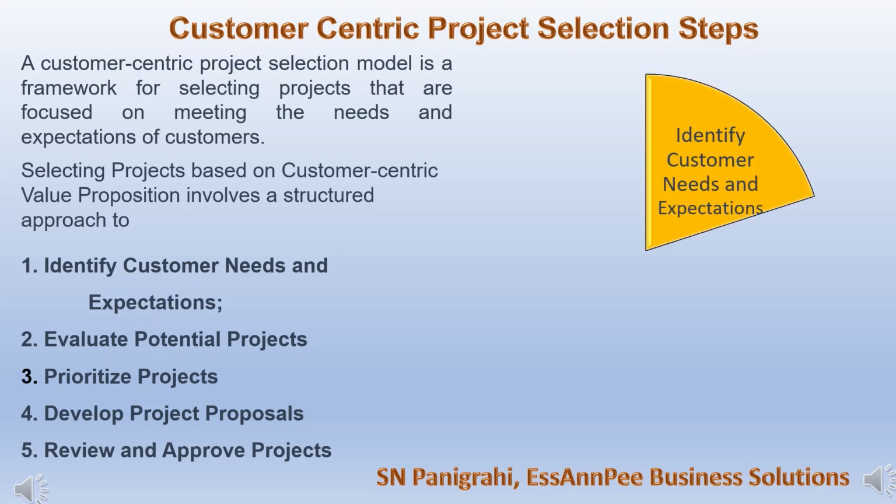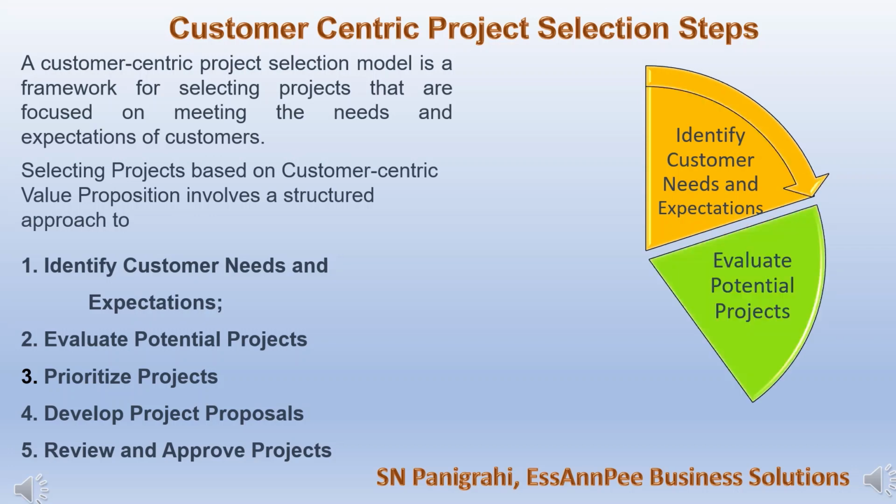Identify customer needs and expectations. The first step in a customer-centric project selection model is to identify the needs and expectations of customers. This can be done through customer feedback, customer interviews, surveys, leveraging customer data, analyzing trends and market research. Evaluate potential projects. Once customer needs and expectations are identified, potential projects should be evaluated based on their ability to meet those needs and expectations. This involves analyzing the potential benefits, costs, risks, and feasibility of each project and comparing them against each other.